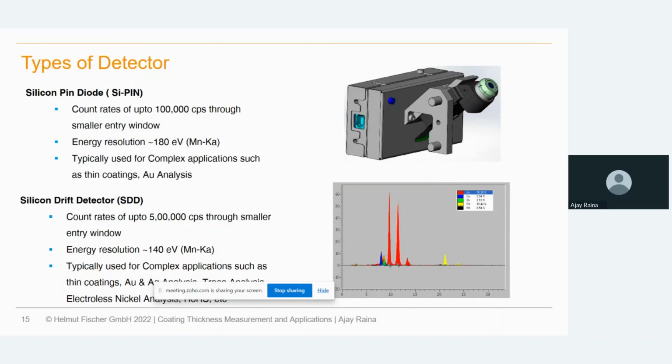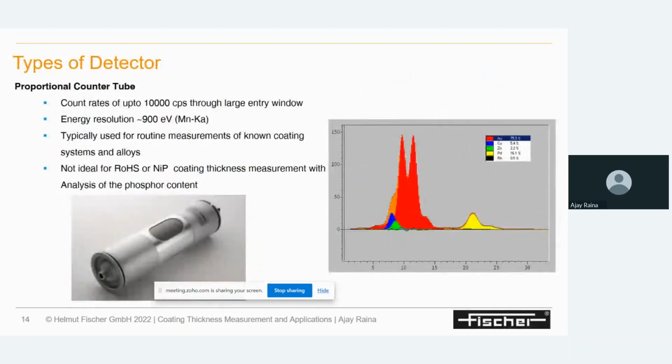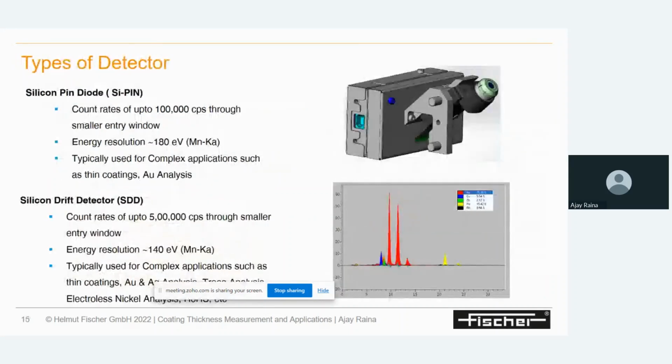So basically, as discussed, we have a basic one which can handle basic applications, up to 10,000 counts. Then we have silica pin, which can handle up to 1 lakh counts. Then we have SDD1, which can handle up to 5 lakh counts. So the SDD is the most advanced detector, with the capability of 5 lakh counts per second in a smaller window.